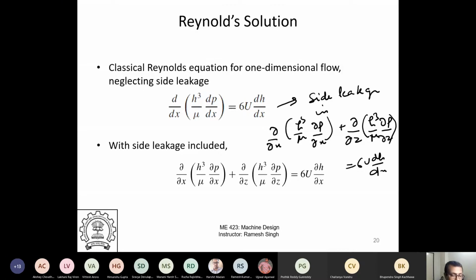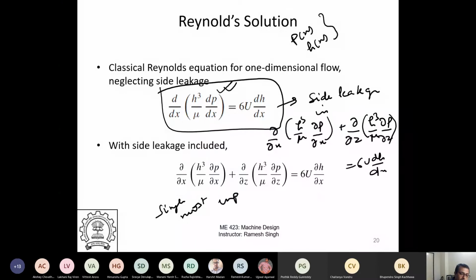Now, if you solve this equation, there are two variables. The pressure is a function of x, and h is also a function of x. So you would need some more boundary conditions. There's actually no closed form solution for this. So Reynolds equation is the single most important equation in the field of tribology.